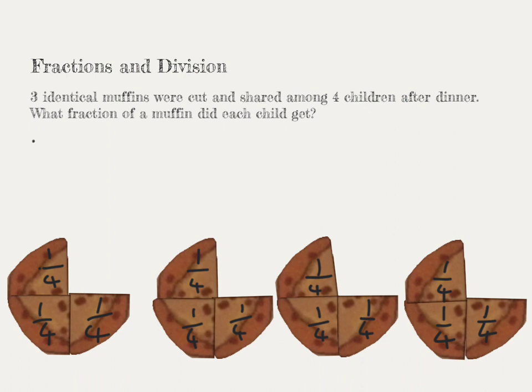Let's turn that to a number sentence. 3 divided by 4 is 3/4. And we have the same pattern. Okay, we have 3 muffins, that's our numerator, and we're sharing it into 4 groups, that's our denominator.